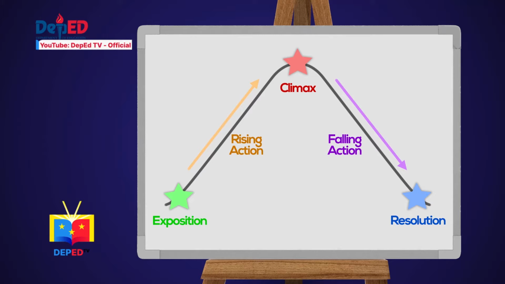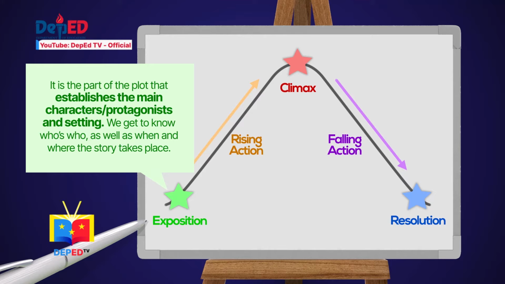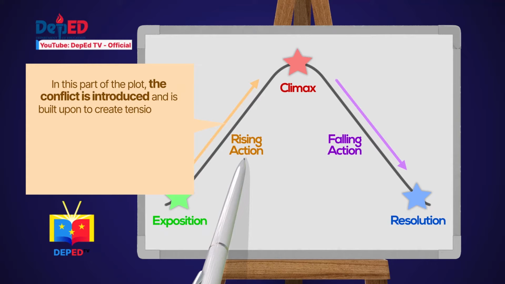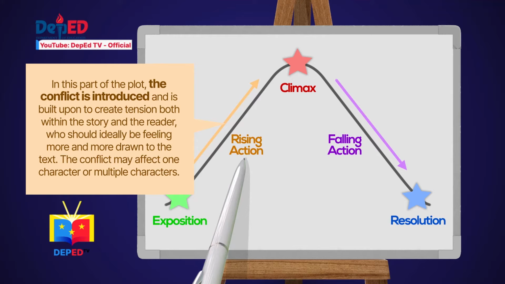The first part is the exposition. It is the part of the plot that establishes the main characters, protagonists, and setting. We get to know who's who, as well as when and where the story takes place. The rising action follows. In this part of the plot, the conflict is introduced and is built upon to create tension both within the story and the reader, who should ideally be feeling more and more drawn to the text. The conflict may affect one character or multiple characters.